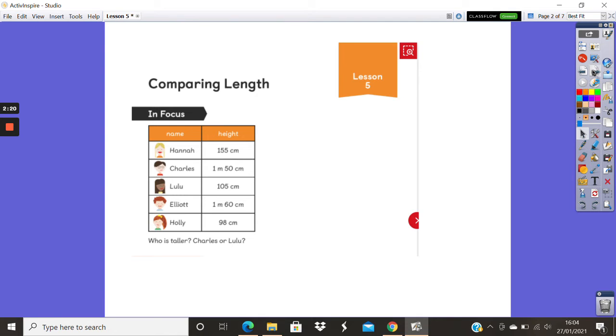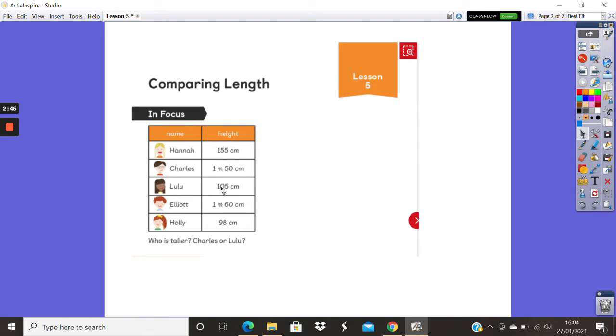Okay, today we will be comparing length. So you will need to change measurements. So who is taller, Charles or Lulu? Now these measurements, you've got Hannah's in centimetres, Charles in metres and centimetres, Lulu in centimetres, Elliot in metres and centimetres, and Holly in centimetres as well.